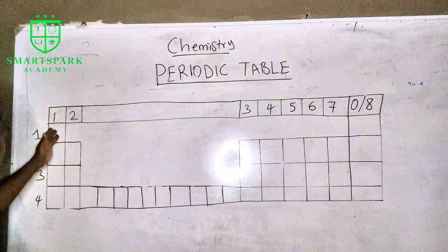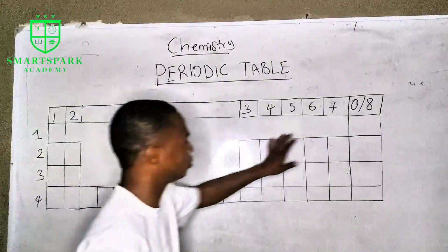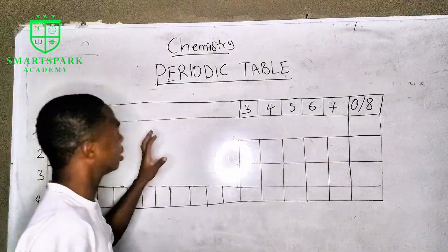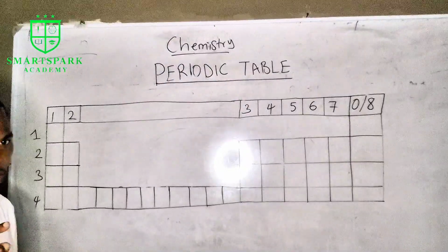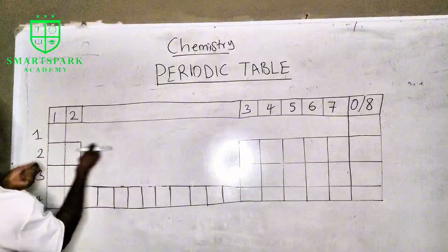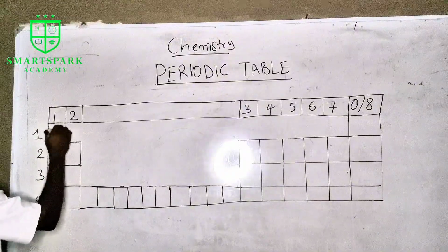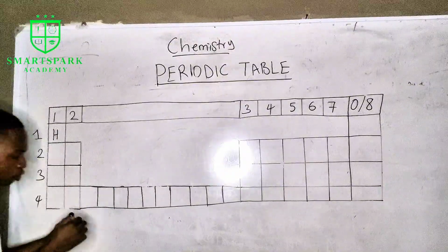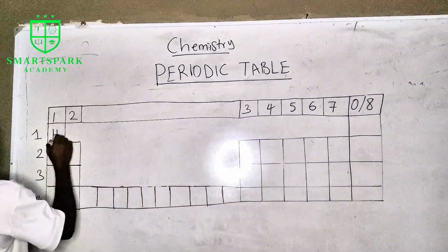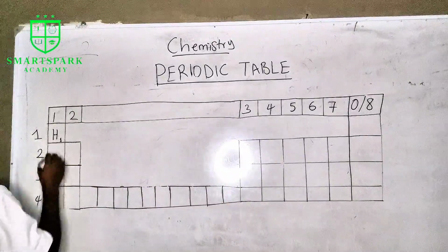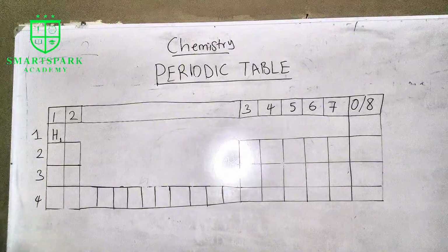So first things first, we'll fill all these blank spaces with the necessary elements that are meant to be here, and I will be telling you the reasons why the elements have to be here. So the first one here is what? Hydrogen. Hydrogen has an atomic number of 1. So you place your 1 here.